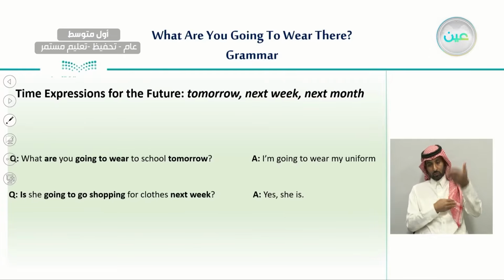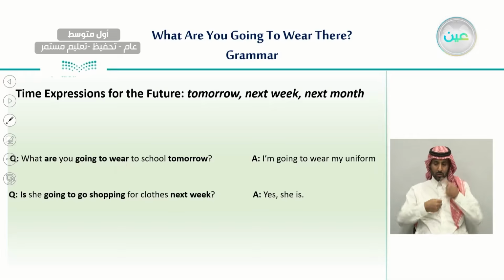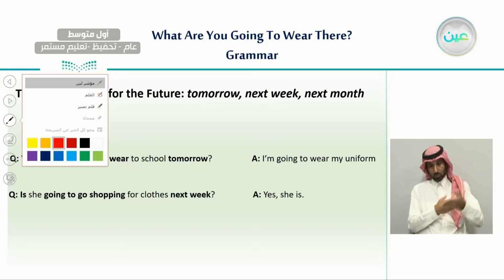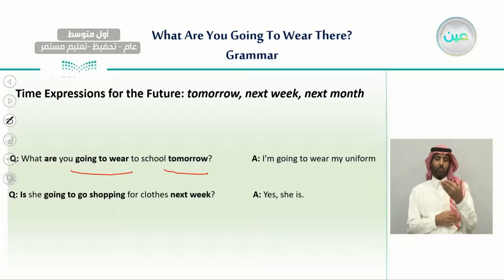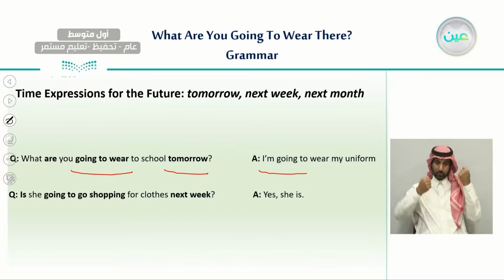For example, what are you going to wear to school tomorrow? So here we have going to wear, which indicates the future, and also the time expression tomorrow. So here we have two words that indicate that there is something to do in the future. So the answer will be, I am going to wear my uniform.